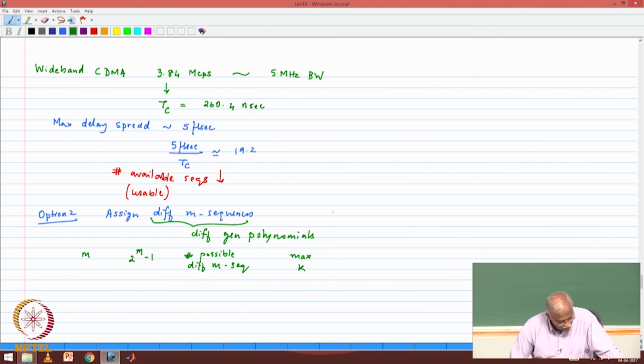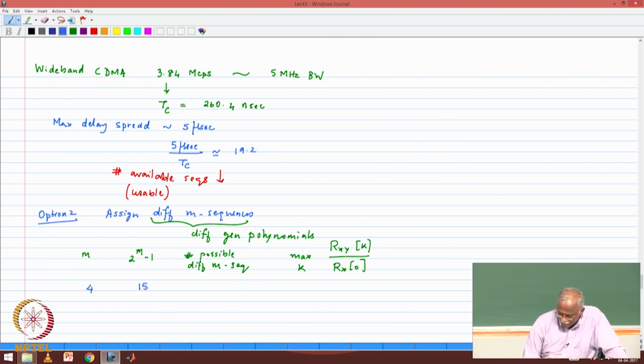Maximum over all k of the cross correlation r_xy[k], because I need to be able to suppress the multi-user interference, divided by r_x[0]. It is a normalized cross correlation that we are asked to measure. Okay. We started off with the example of m equal to 4.